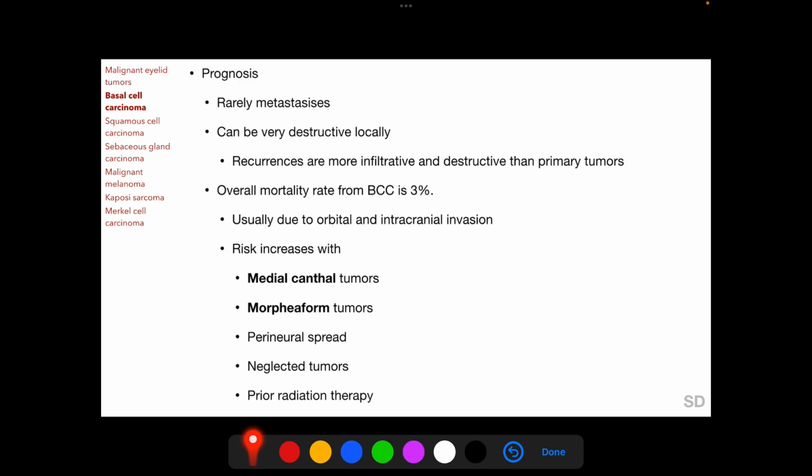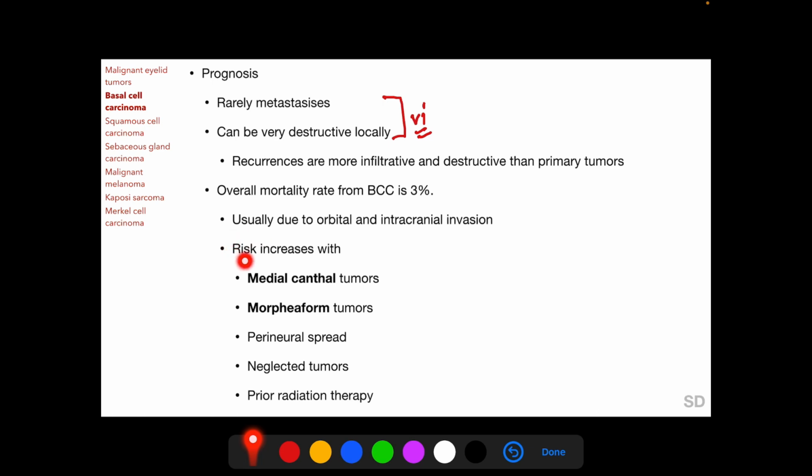Basal cell carcinomas rarely metastasize to distant sites but can be very destructive locally, and this is very important to remember. And the recurrences following excision of the primary tumor are more infiltrative and destructive than the primary tumor itself. Overall mortality rate from BCC is low at 3%, and this is usually due to orbital or intracranial invasion. So mortality from BCC is due to local invasion and not distant metastasis.